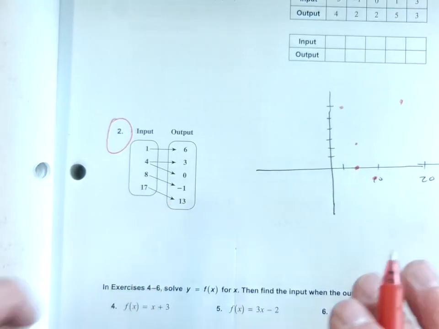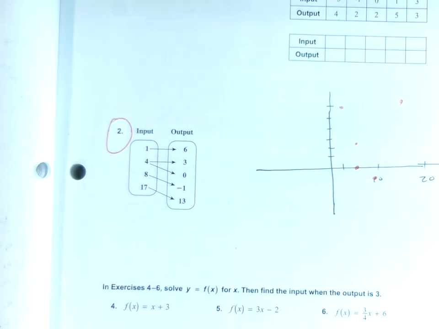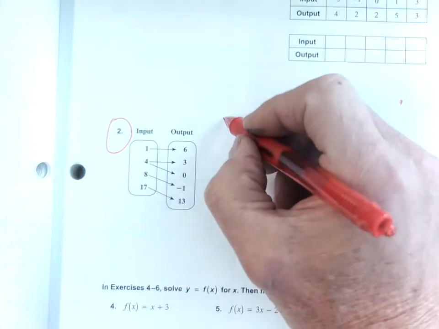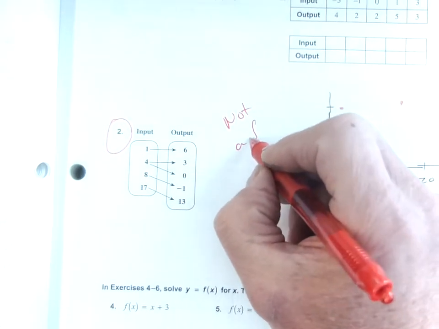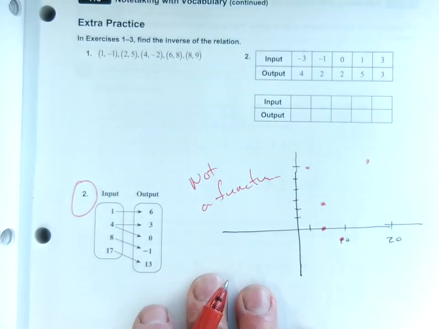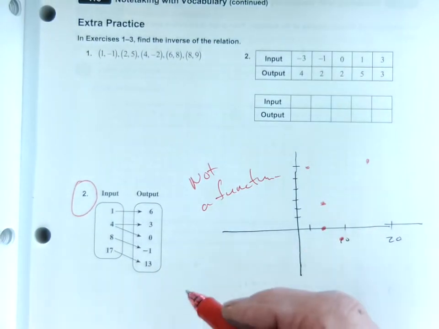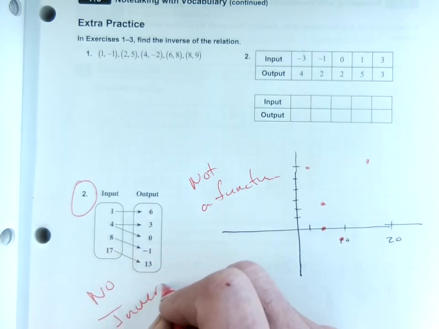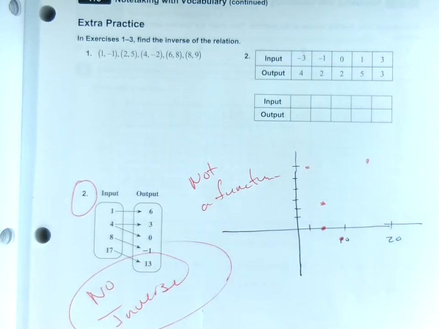Well, first of all, there's a problem with this, isn't there? Can anybody tell me what the problem is? Yes, Miles? It's not a function. So if it's not a function, it has no inverse. It's not a function, doesn't have an inverse.